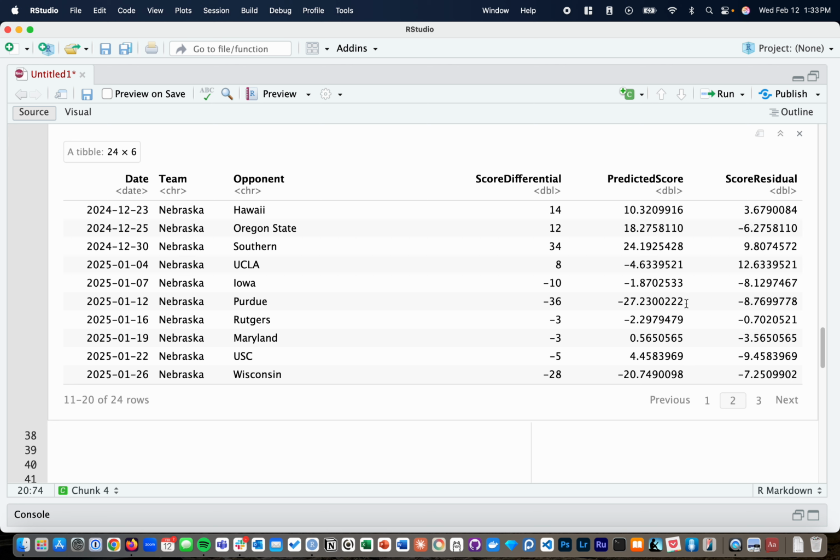And numbers still mean the same thing. We either under or overperformed. Here we overperformed against UCLA by a pretty good ways. We should have lost by 4.5. We won by 12. That's Pinnacle Bank magic right there.